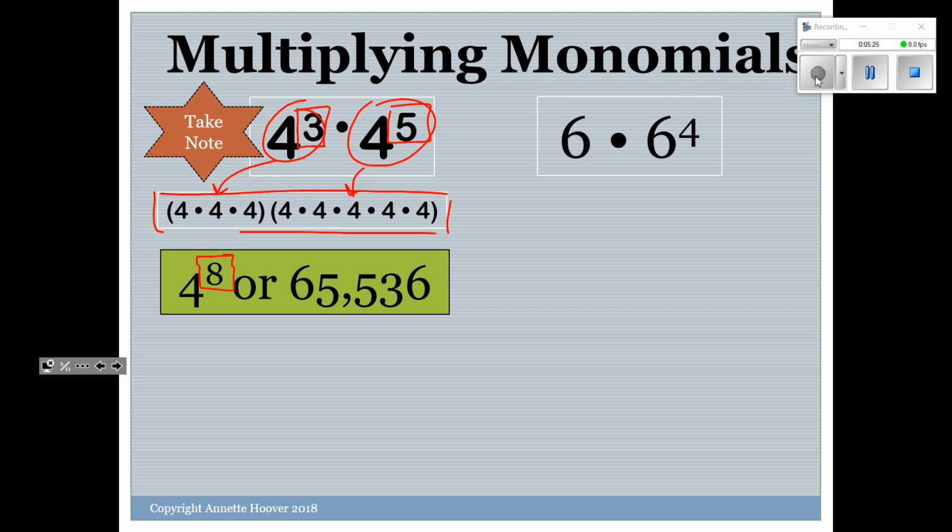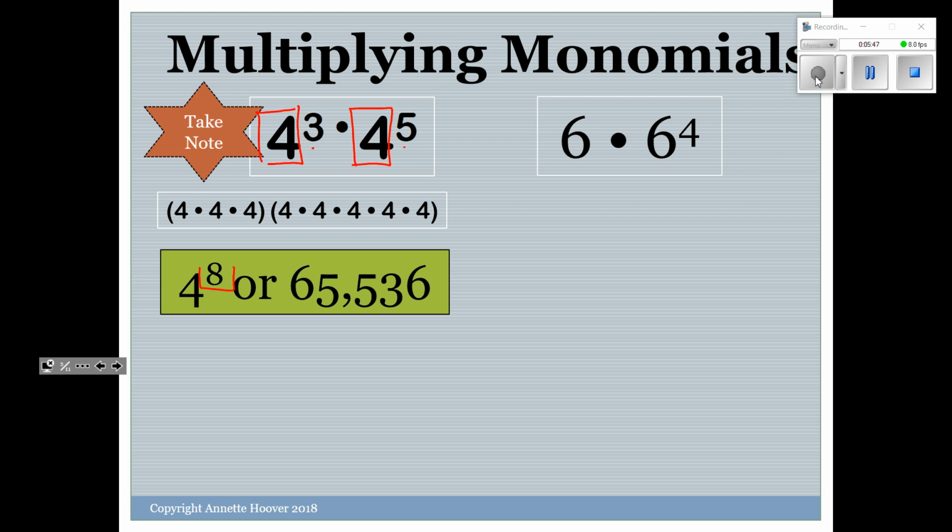So when we're multiplying with monomials, what you're really doing, as long as the base is the same. So in this first example, the base is the number in front of the exponent. The base is 4. Since the base is the same, we know that we have 4 3 times and then 4 5 times, and all together that's 8. You just had to add the exponents together.